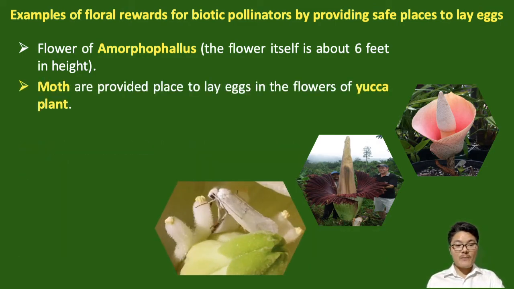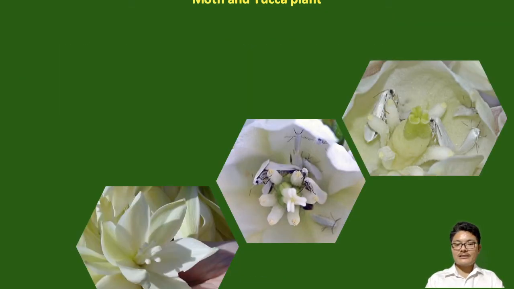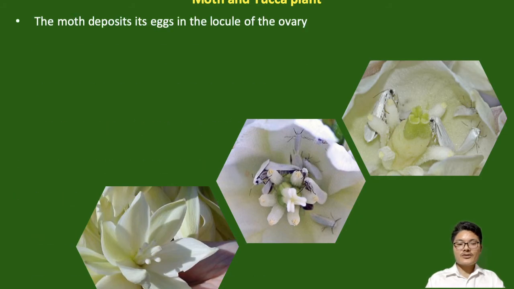We also have moths, which lay their eggs in the flower of the yucca plant. Let's discuss the interaction of moth and yucca plant in a little detail. The moth usually deposits its egg in the ovarian cavity, or locule, of the ovary of the yucca plant.